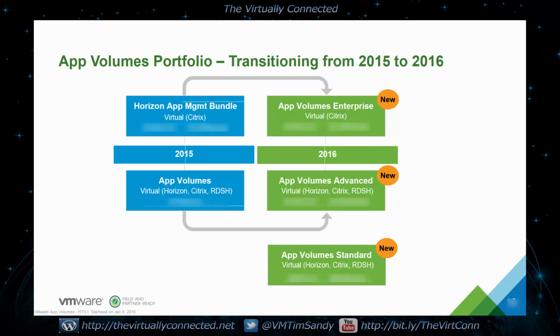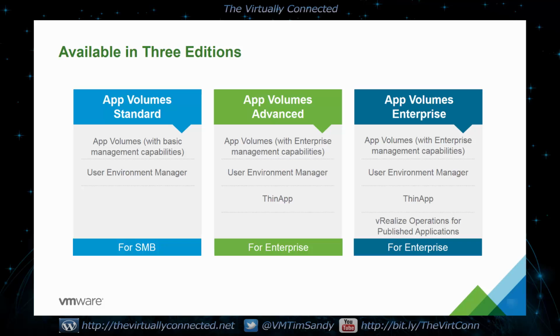As you see here, blue denotes Q4 of 2015 packaging, while the green denotes the new first quarter of 2016. In Q1, we had Horizon App Management Bundle, which is now available as App Volumes Enterprise. In the fourth quarter, we had App Volumes Standalone, which is now available as App Volumes Advanced in Q1. And in Q1, we introduced App Volumes Standard and made that available as well. App Volumes is available in 3 different editions.